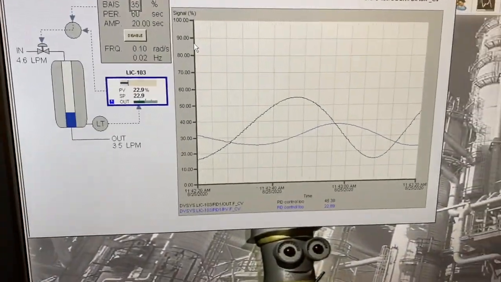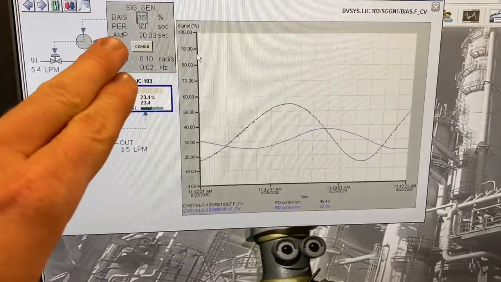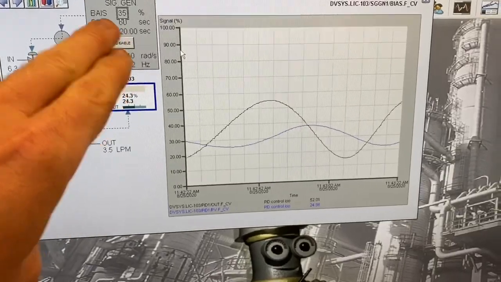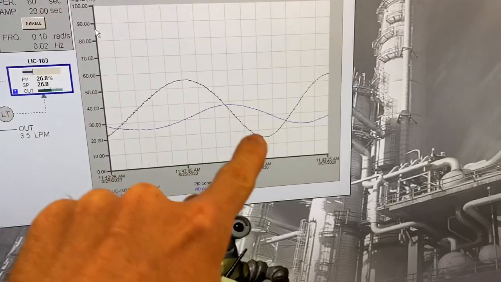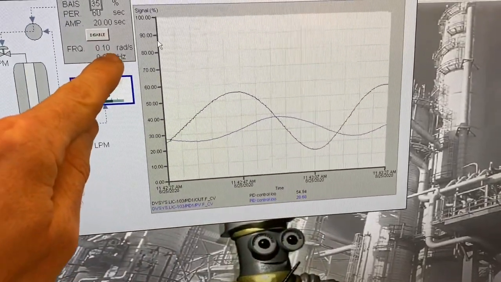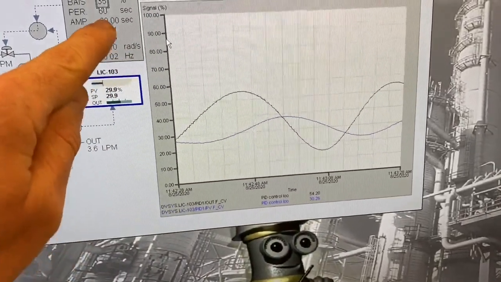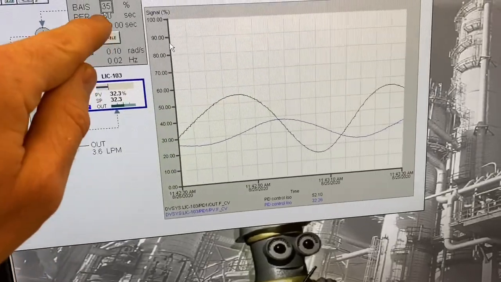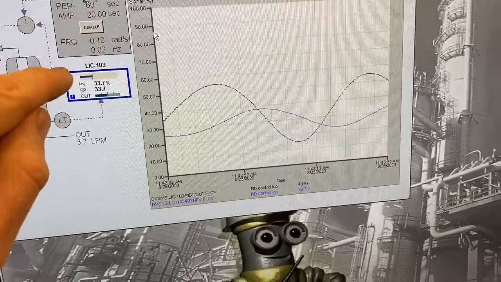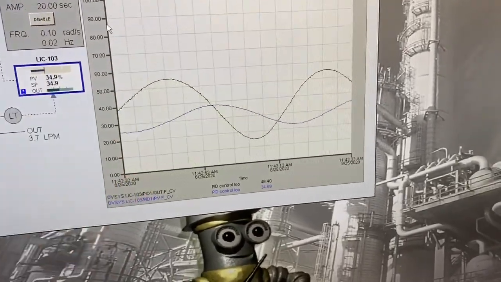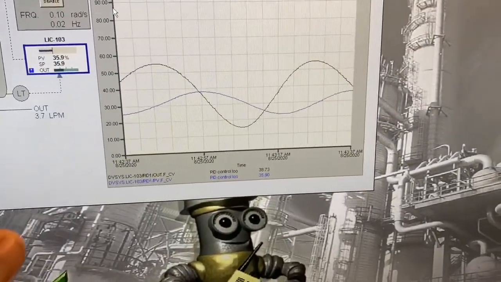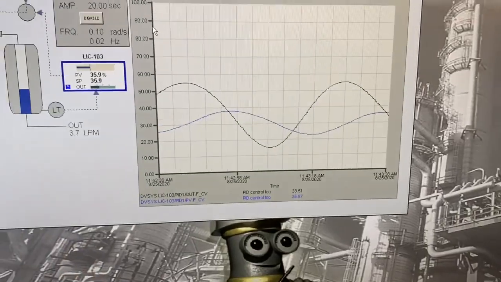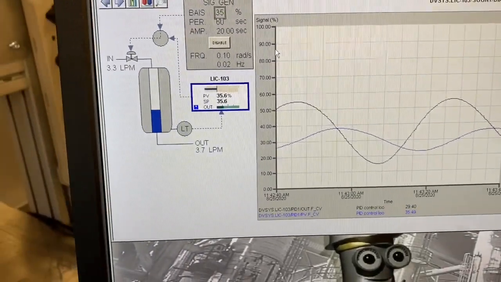All right, so I have a first order process right now. You can see our pump's gone here. First order process, and we're inputting, the valve is oscillating at a frequency of 0.1 radians per second, a period of 60 seconds and an amplitude of 20. So what we want to check now is what the gain is of our first order process.